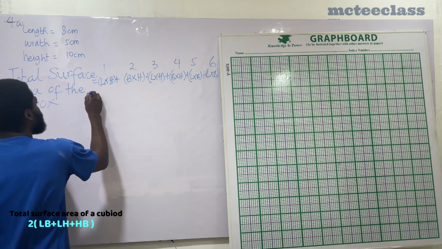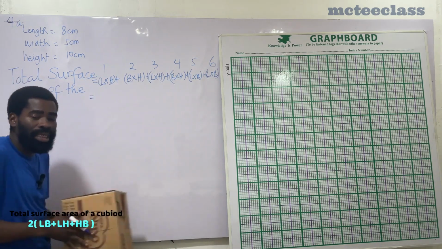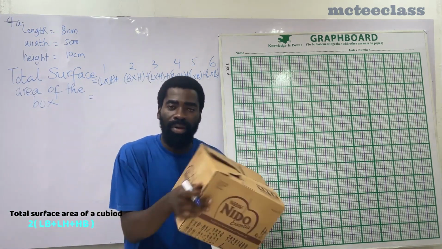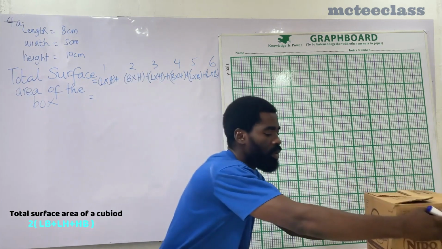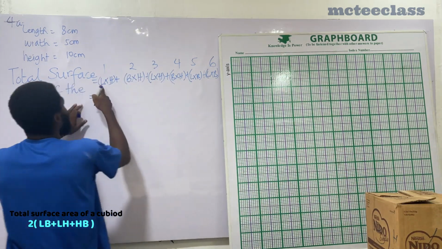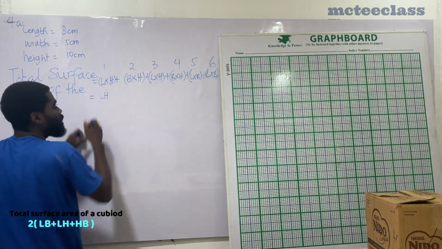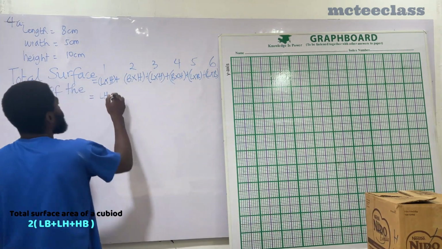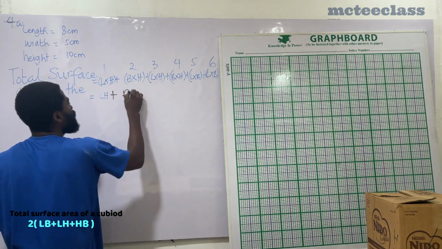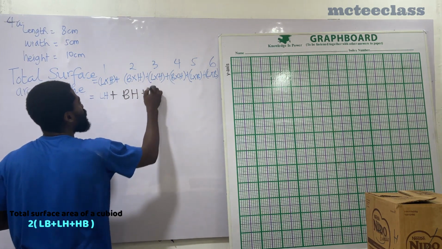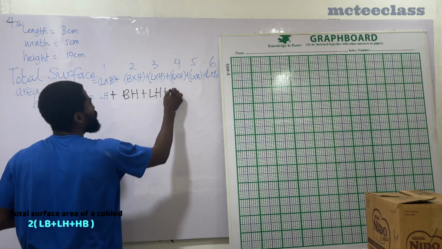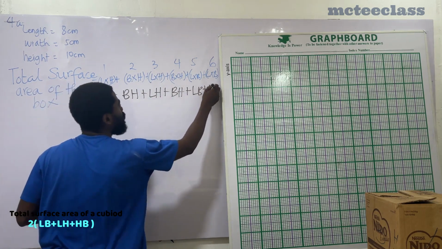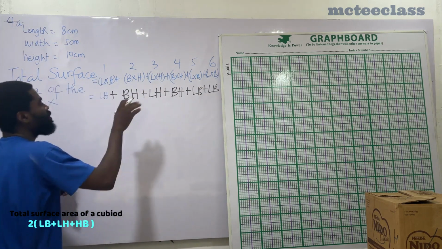Now let's simplify this. This is my formula work. I'm doing this practically for you to get this. You can also get the box and label it and see if you are going to get what we have there. So let's get into this. Now, length times that will give me LH, then plus BH, then plus LH, plus BH, plus LB, plus another LB. So these are the surface areas.